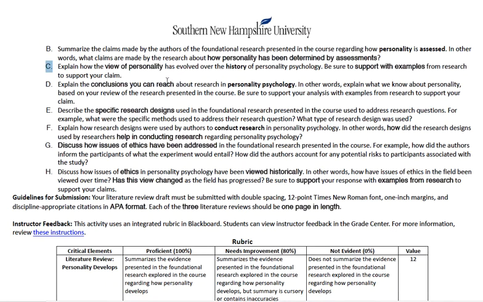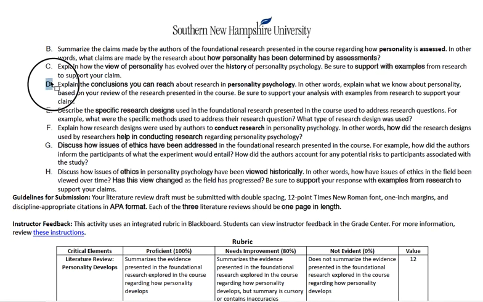Moving down to C. Explain how the view of personality has evolved over the history of personality psychology. How has the view of what personality is or is not, how has that changed within the literature that you're reviewing? Most importantly here is to support with examples. Include one or two examples from the research that backs up what you state.